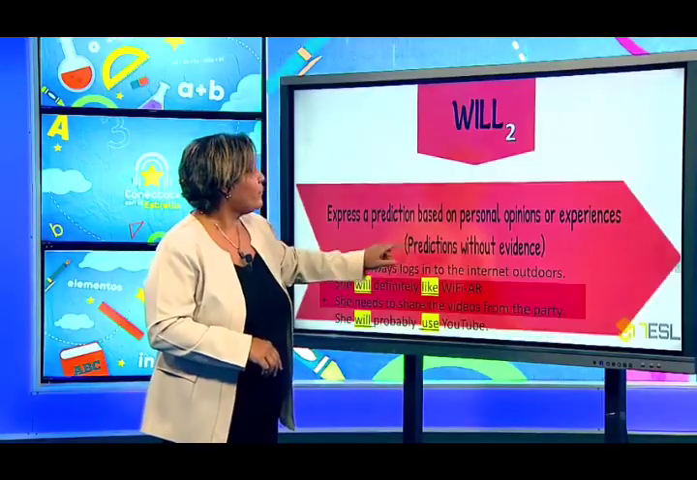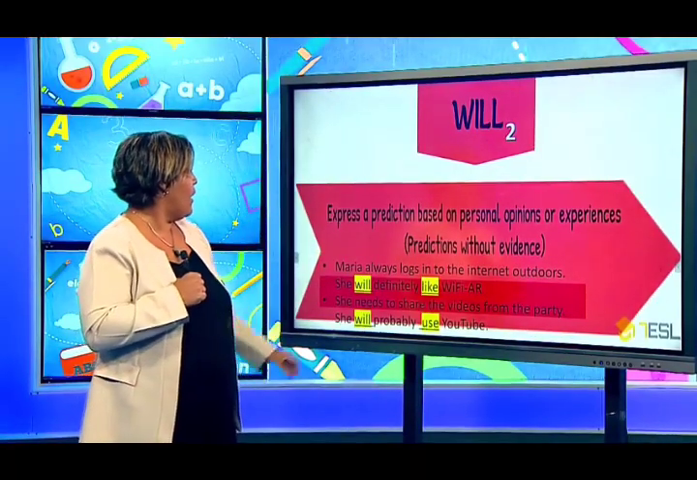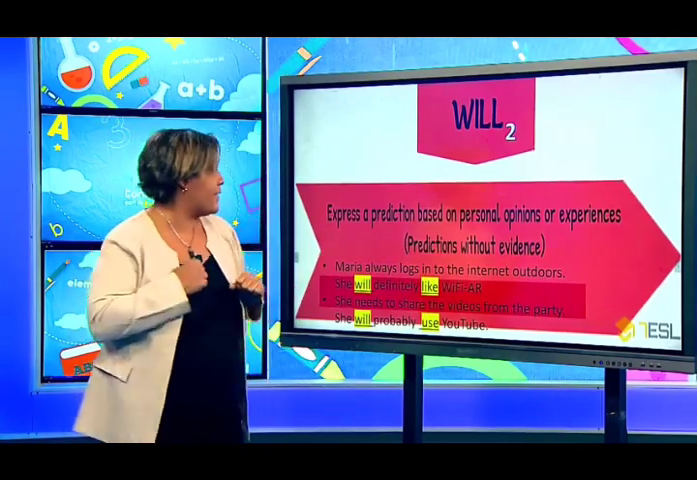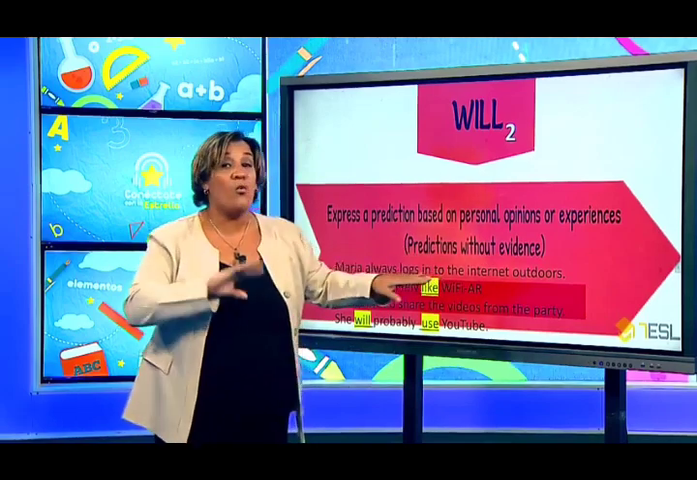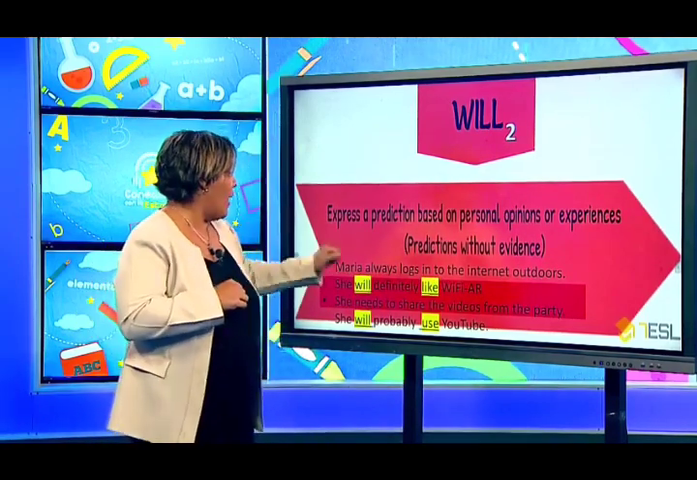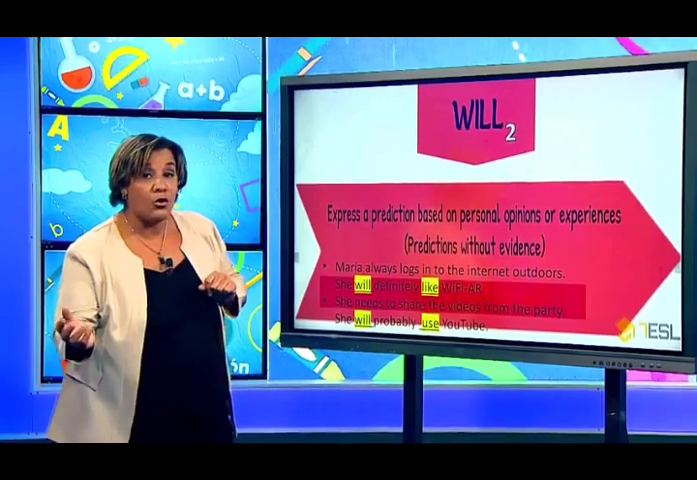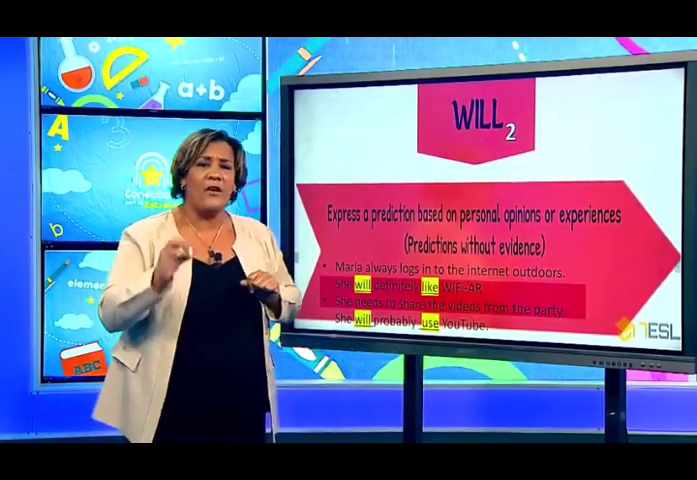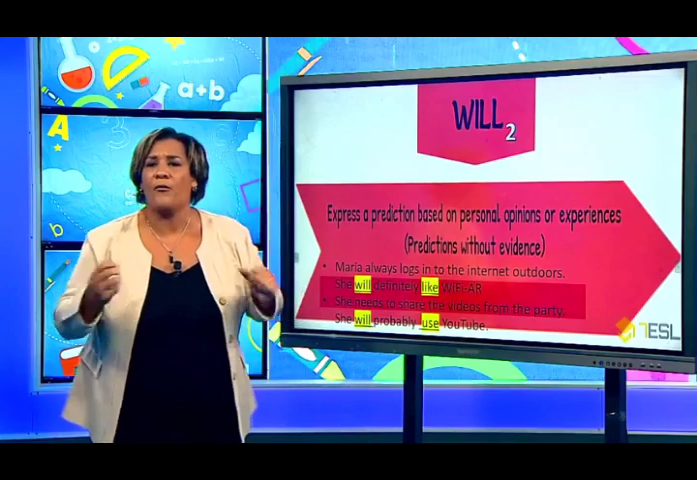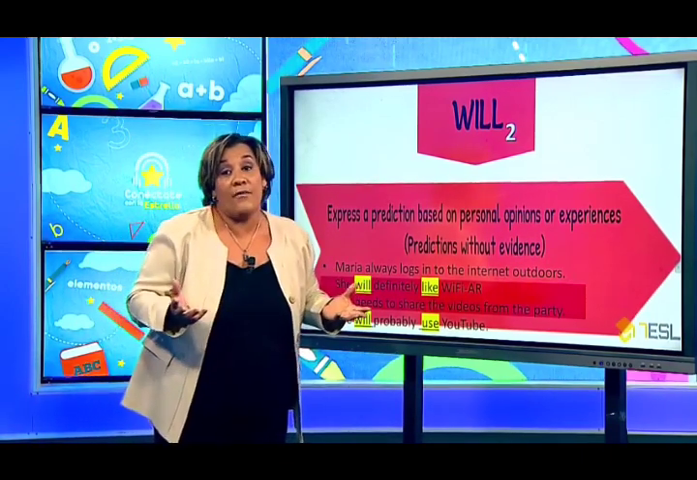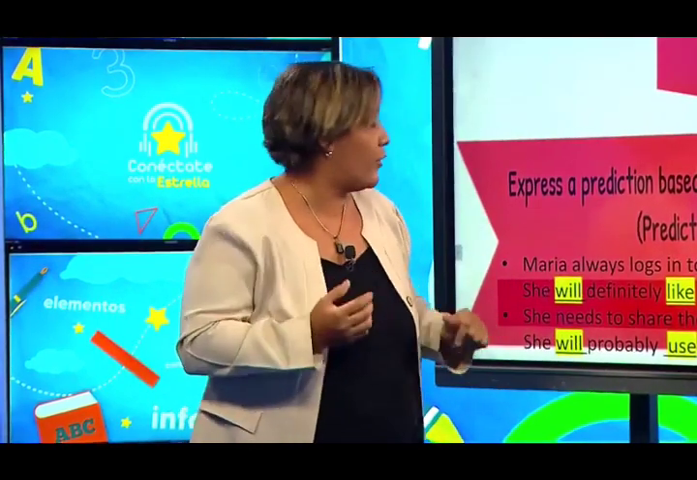Good. The second rule for will is to express a prediction based on personal opinions or experiences. So it's predictions without evidence. Maria always logs in to the internet outdoors. She will definitely like Wi-Fi AR. So this is a prediction I have. I don't have any evidence, but I'm pretty sure she's going to like it, okay?